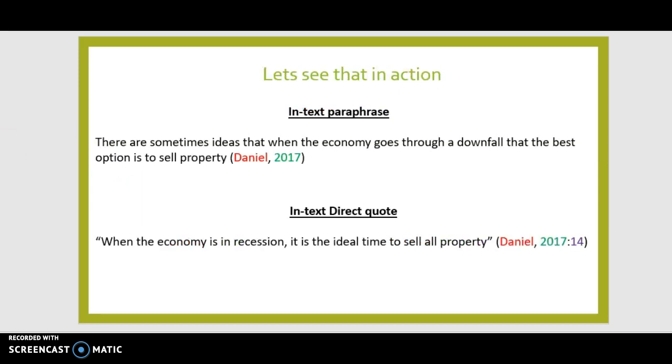So, how would it actually look like? If it is paraphrasing, you can see this top example here. This has been put into your own words. Then we have the author's surname and the year that it was written in. The in-text direct quote is put into the quotation marks, and I've now included my page numbers. Okay. So this would be the structure no matter what.